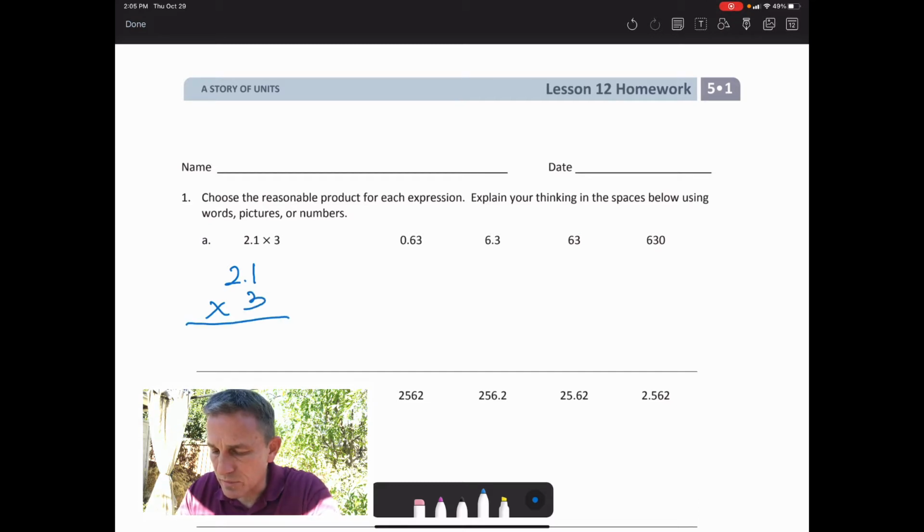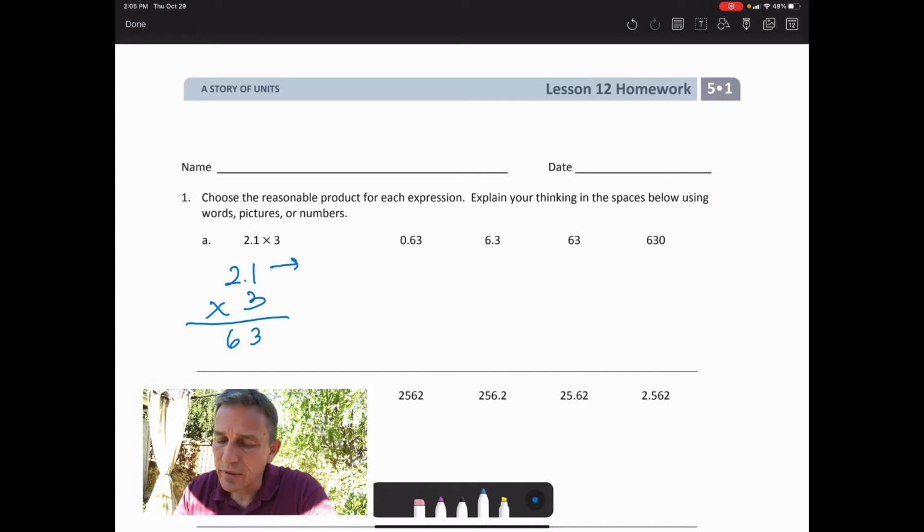So what I'm going to do is the 3 times the 1. I'm going to act like there's no decimal there when I do this part. So I'm going to do 3 times 1, which is 3, and then 3 times 2, which is 6. And so I have a 6 and a 3. Then I'm also going to estimate right next to it.